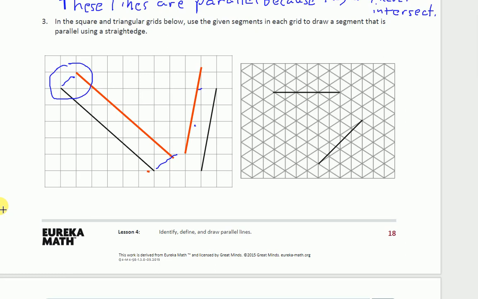Press the pause button and see if you can make parallel lines out of the next two lines down in the triangular grid. Alrighty, how'd you do? Okie dokie. Let's move on to side number 2.